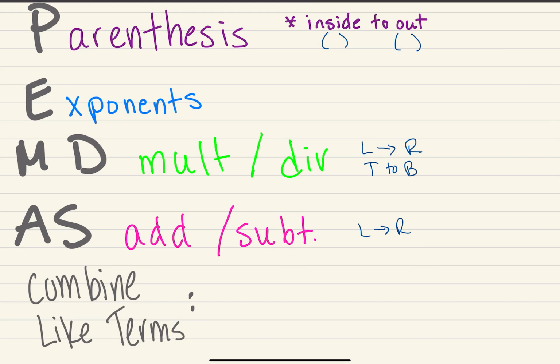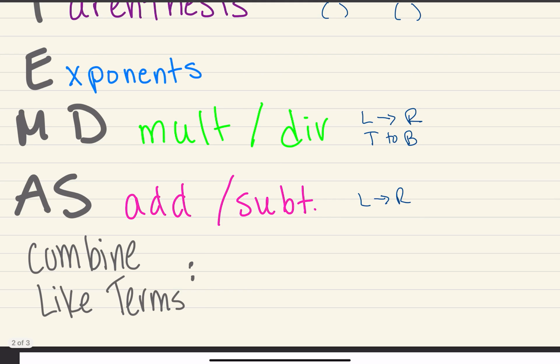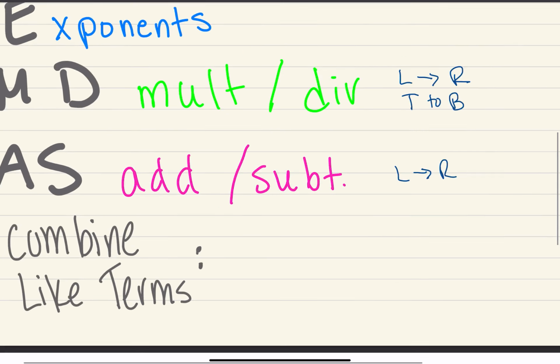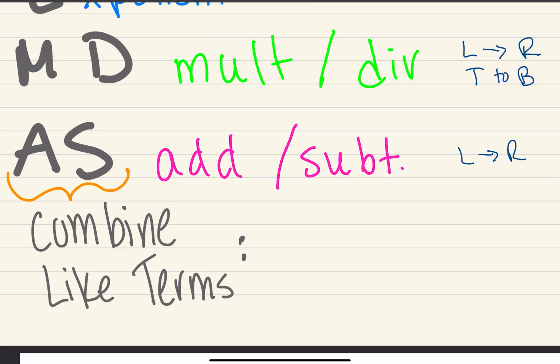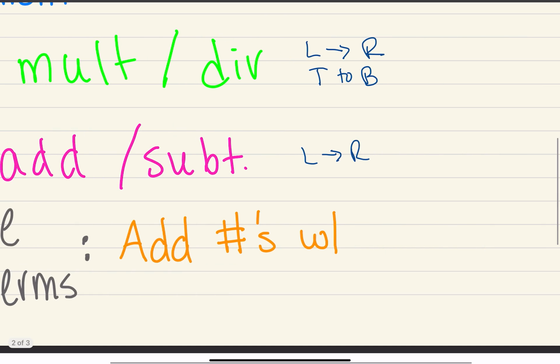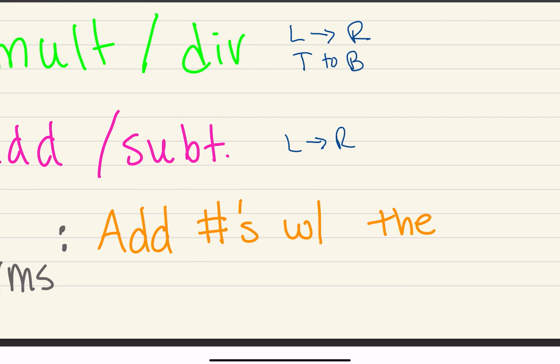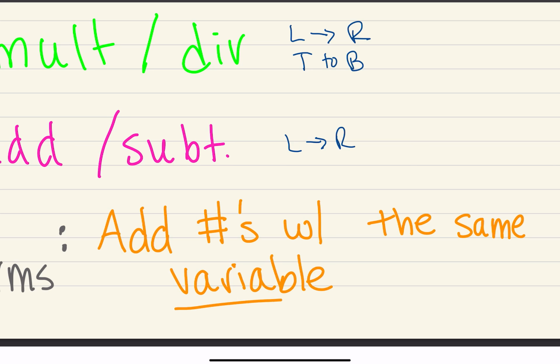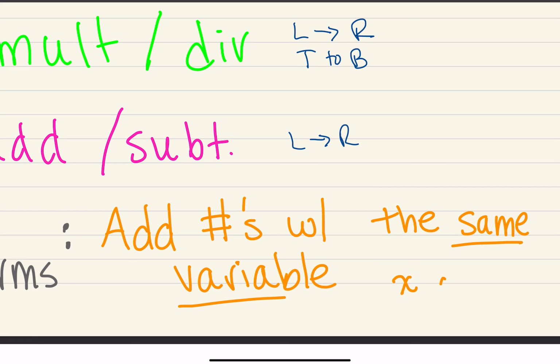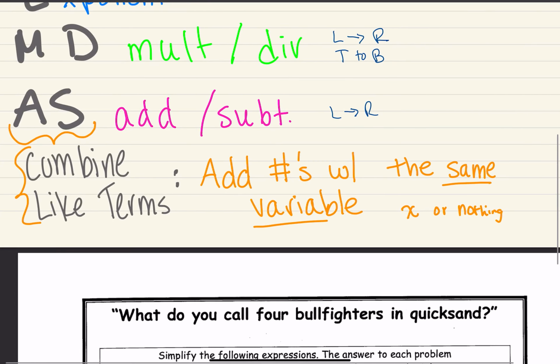All right, so we're using those same skills as the day before, the Please Excuse My Dear Aunt Sally, but we're also going to combine like terms, which is part of the add or subtract, right? It's part of it. But combine like terms means we add numbers with the same variable. Okay, it has to have the same variable. Now the same variable can be just an x or nothing. All right, so let's go forth and do that.